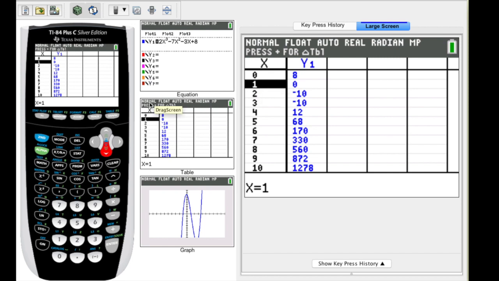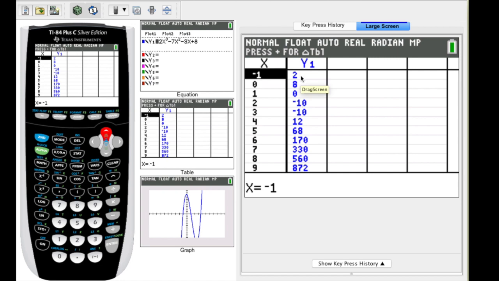And then if we just want to check -1, because we thought from our graph that might have been a root, and look, it's not. It doesn't go through -1, 0. When x is -1, y is 2. But all we needed was one root to get us started, and we got it. So when x is 1, y is 0. So x equals 1 is one root. And then we can go and do long division to find the other ones.